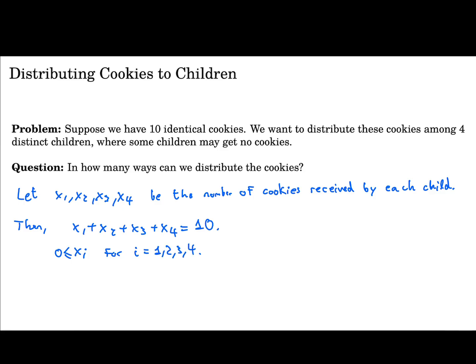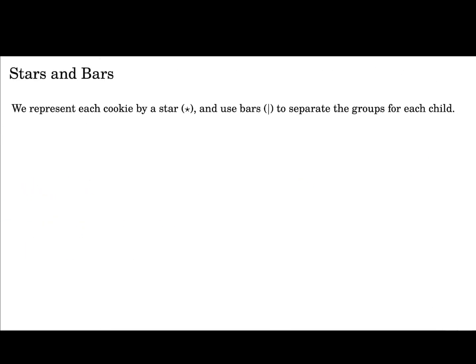And so this question about cookies can be reinterpreted as: how many non-negative integer solutions are there to this equation, x1 plus x2 plus x3 plus x4 equal to 10? Let's see how we can solve a problem like this. One way is through quite a general technique called stars and bars. So how does stars and bars work?